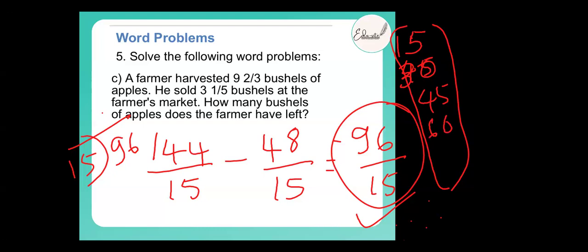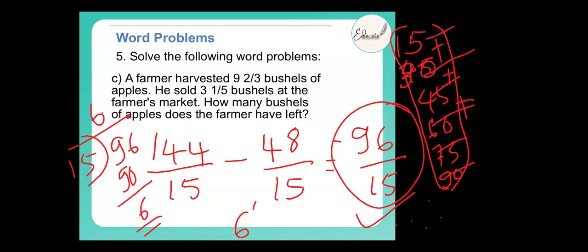If you didn't know the 15 table, you just go and add up 15 to each other. 15 plus 15 is 30, then 45, 60, then 75. 75 plus 15 is 90. So it is 90 here, 6 times, and 6 is the remainder. So 6 by 15 is your final answer. So 6 whole, 6 by 15 fraction. This is your answer, Anis.